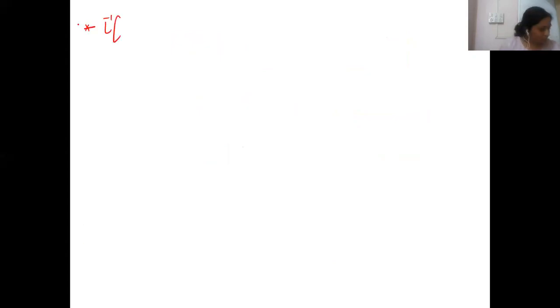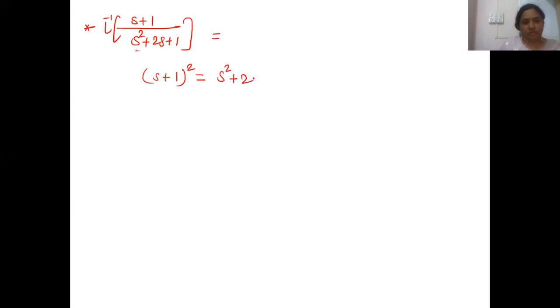Laplace inverse of s plus 1 upon s square plus 2s plus 1. What can you do? Once again, square, but there is not just a square, there is 2s also. So we'll check whether it is a perfect square. For that, this is s square, plus sign is there, and half of that 2 is 1. So you check this now. It is s square plus 2ab, 2s plus 1. That's 1. Right. So it becomes s plus 1 upon, this is nothing but s plus 1 square.